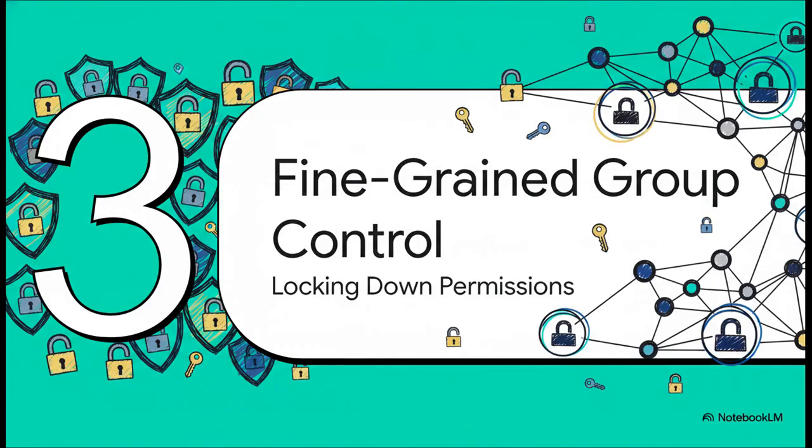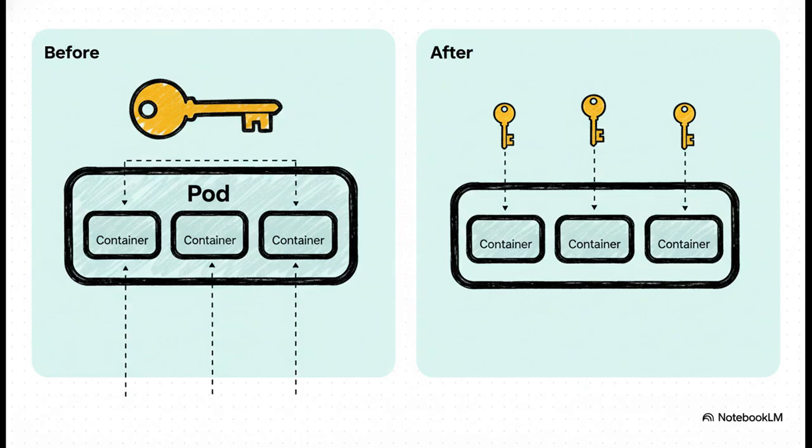Okay, let's pivot to security. This next feature helps you create a much tighter security posture, especially if you're in a shared or multi-tenant cluster. We're talking about fine-grained group control. This really shifts security from being a blunt tool to more of a surgical one. It used to be that every container inside a pod got the exact same set of supplemental group permissions. So if one container needed special access, guess what? They all got it, a clear violation of the principle of least privilege. But now you can assign specific groups to individual containers. It sounds simple, but it's incredibly powerful.